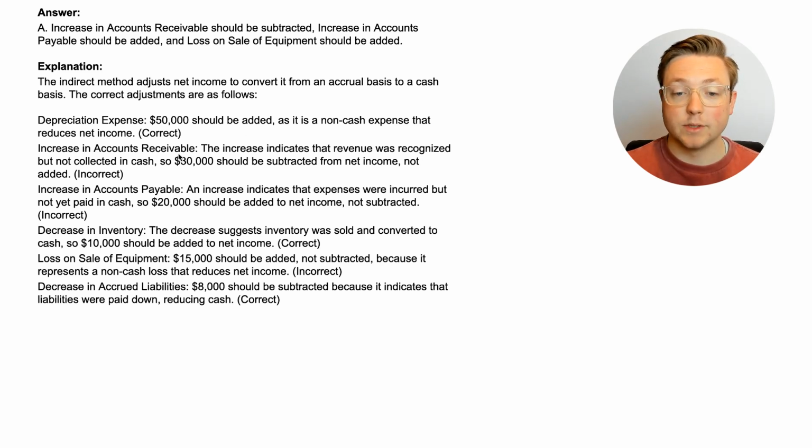An increase in accounts receivable, this means that the revenue was recognized but not collected in cash. So $30,000 should be subtracted from net income, not added. So that was an incorrect thing. So instead of adding it, they need to subtract it from net income.